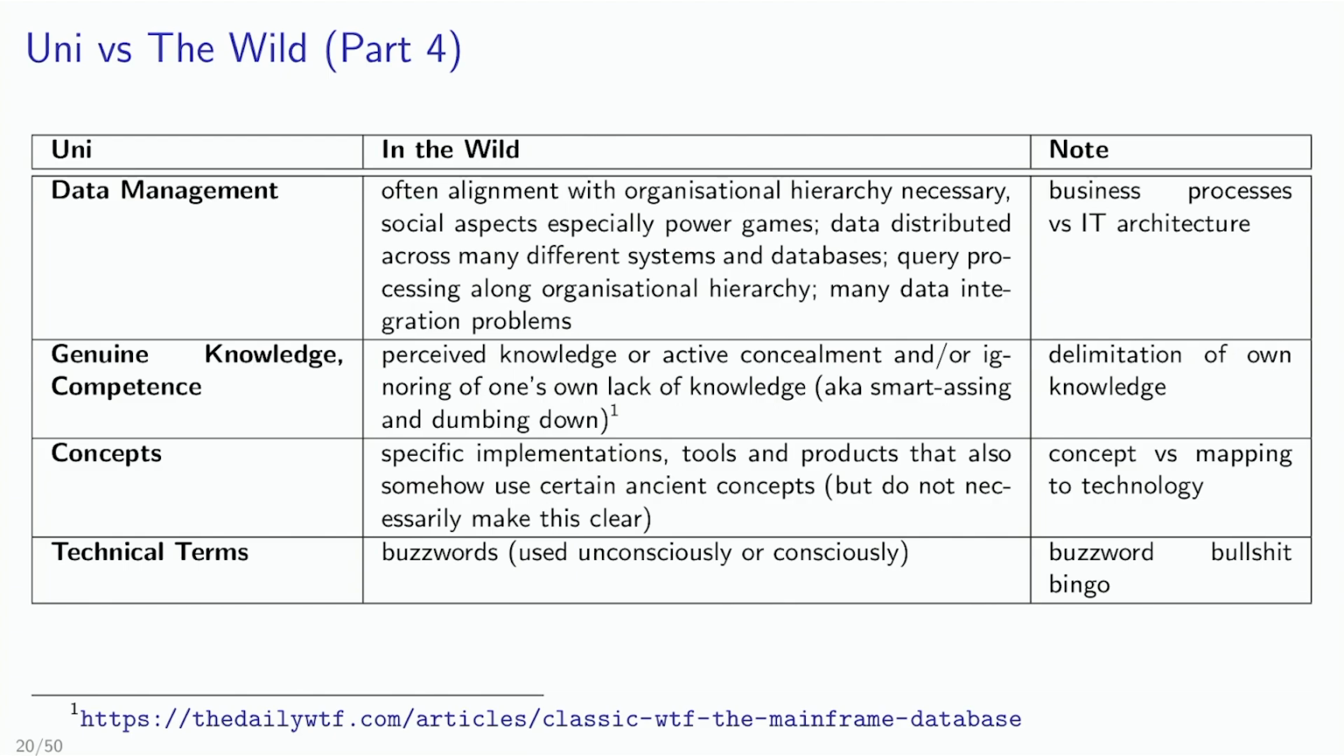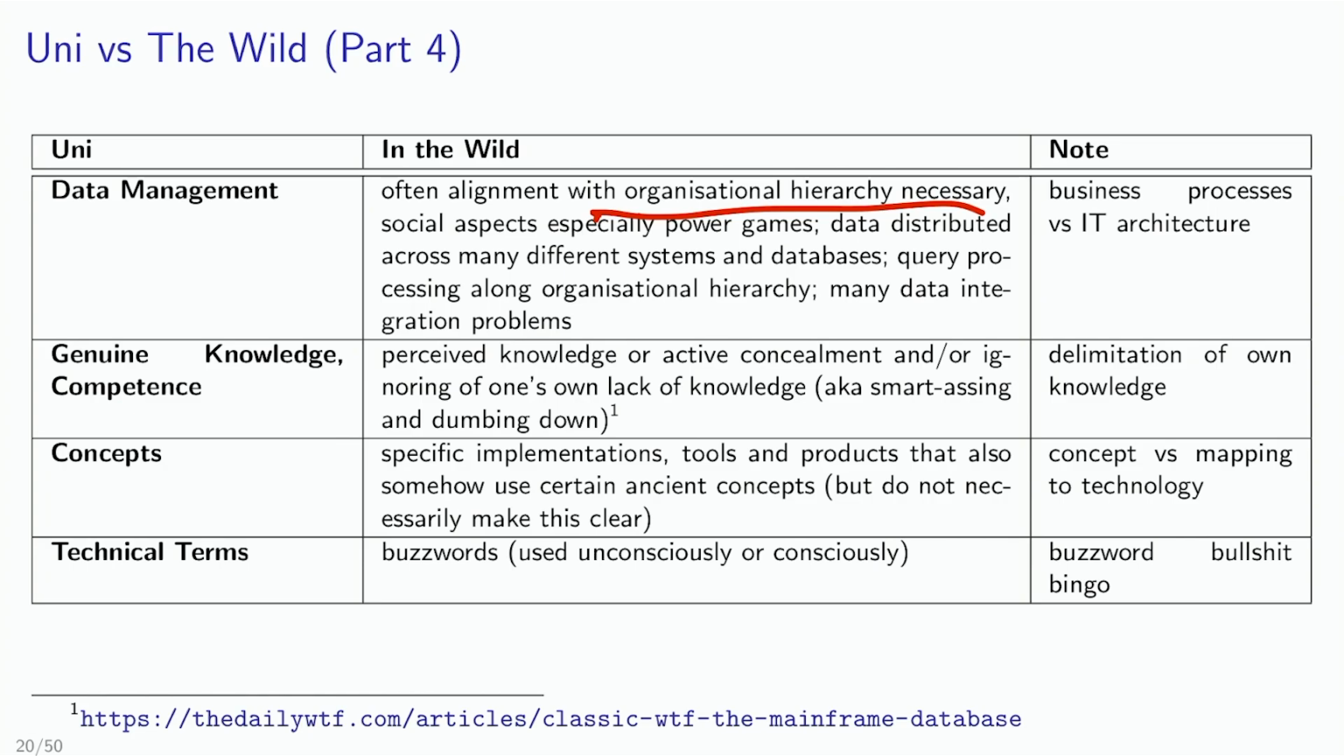Okay, part 4. Data management, or in particular specific systems. You see in the wild that the IT diagram, how systems are split in the company, is often aligned with the organizational hierarchy. So every department has its own server, its own database system, its own mini IT infrastructure. So if you look at the organizational hierarchy, you often learn a lot about IT as well.